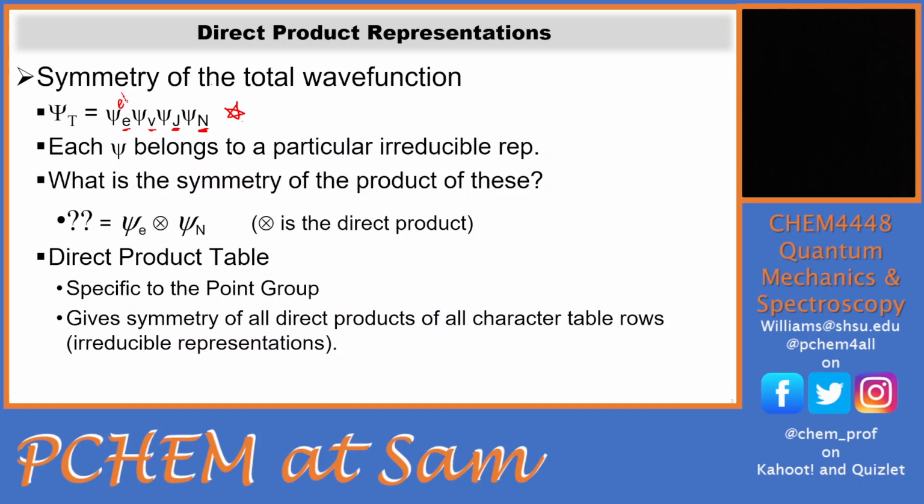I'll go ahead and write these out. Electronic, I'll do vibe for vibrational, rotational, and nuclear. And so how would we determine the symmetry of the total wave function? The direct products. If we knew the symmetry of all of these, let's say the electronic one was A1 and the vibrational one was B1, and the rotational was B2, and the nuclear was A1, then we would go to the direct product table for that particular molecule, and we could come up with the symmetry of the total wave function.